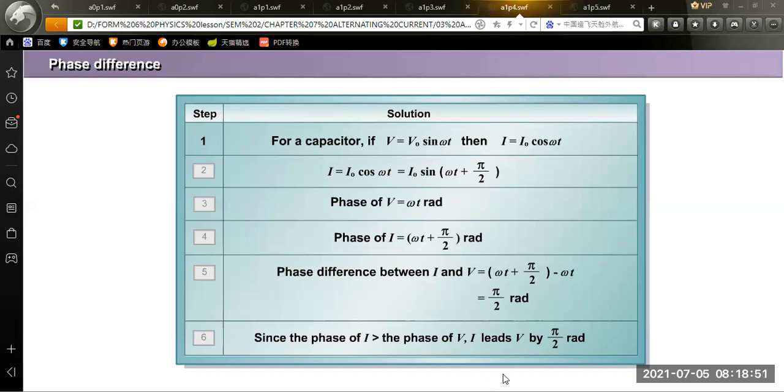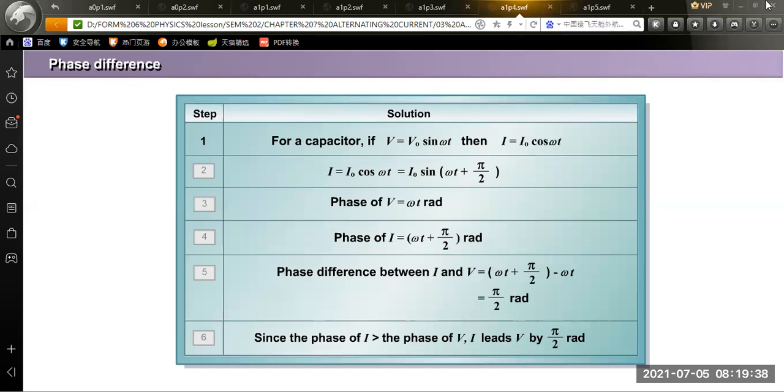Yesterday, in the inductor, the voltage leads the current. In the capacitor, the current leads the voltage. The easiest way to remember: a capacitor is used to store charge. We need to have a current so that we can store the charge, so we must have the current first. Once we have the current, the current leads the voltage by pi over 2.